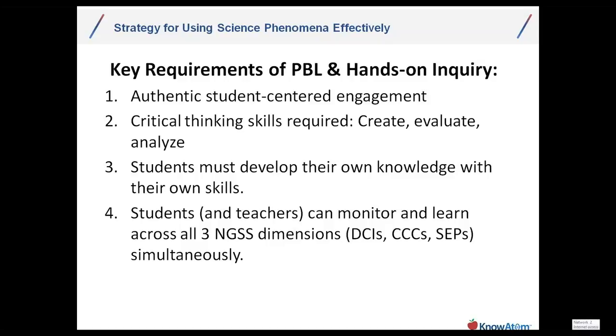Number 4 is that students, and teachers too, need to be able to monitor and learn students' learning specifically across all 3 NGSS dimensions simultaneously. It's not the kind of thing where we learn facts, and then we learn the systems dynamic, and then we learn skills independently. This is a key piece of phenomena. It actually requires all 3 at the same time.